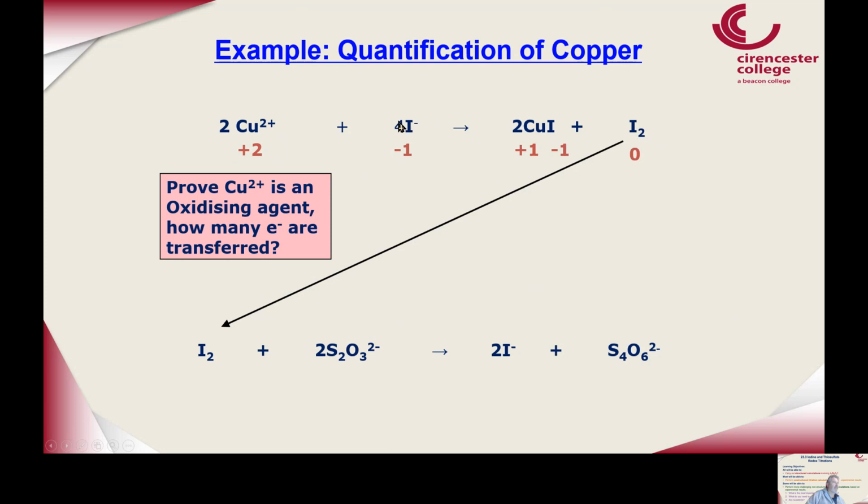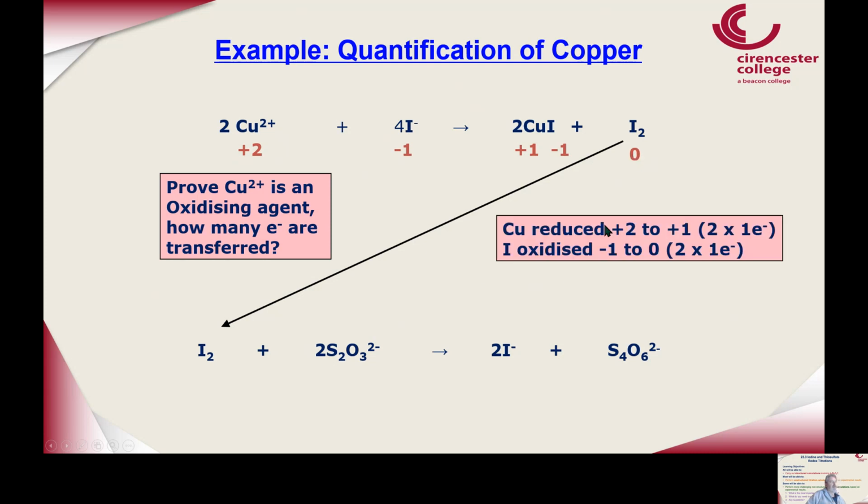Now, can you see how that balances? That's why we need 4 iodide. So 2 of the iodides are staying as iodide here, and 2 of them are becoming iodine, and therefore they are being oxidized because they're going from -1 to 0. So copper is reduced, +2 to +1 reduced. The iodine species is oxidized from -1 to 0.